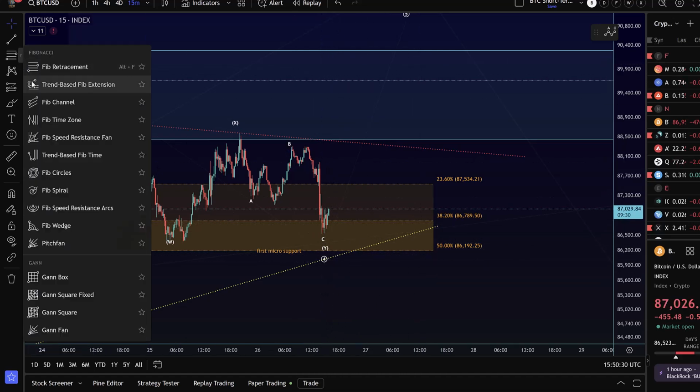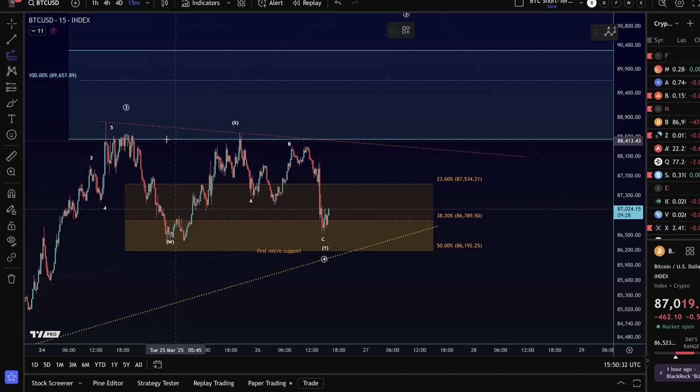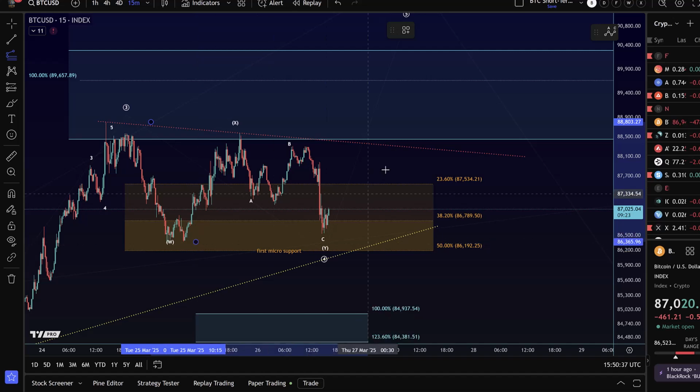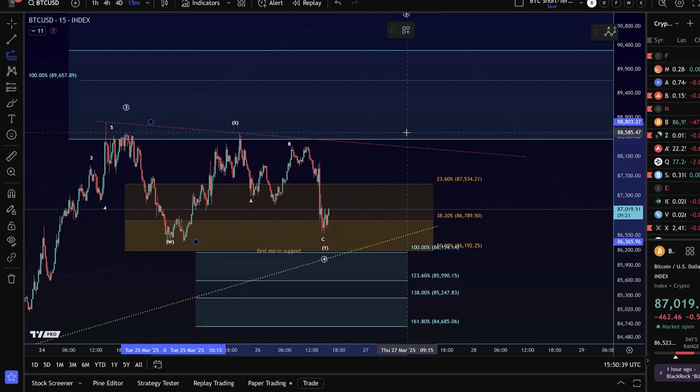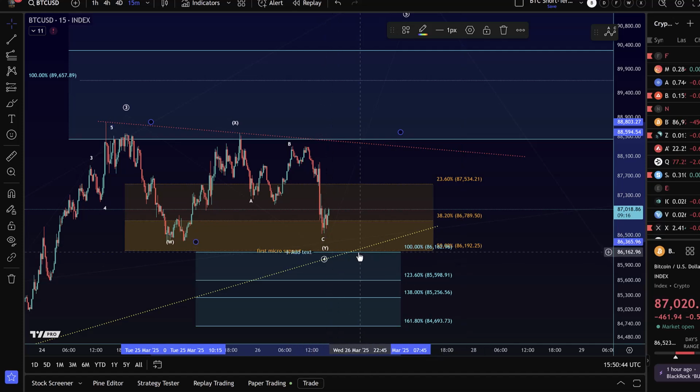But if I'm tracking ideal targets, we take the length of that wave W, we go to the high of the X wave, and that takes us to the 100% extension. That's pretty much exactly where that 50% retracement level is. So we might get another low.